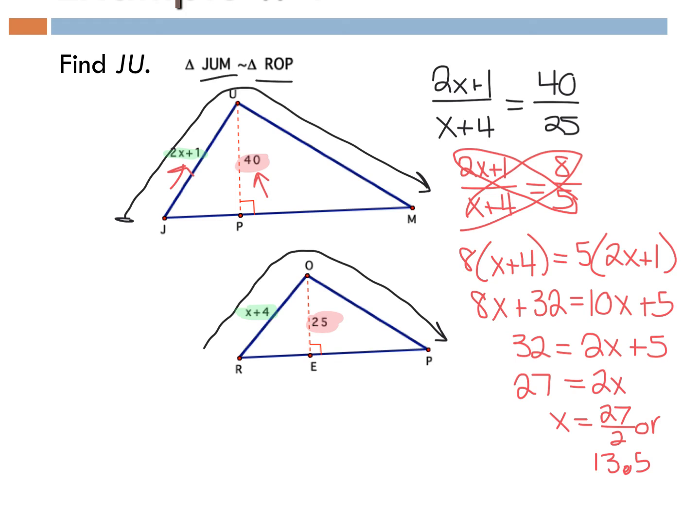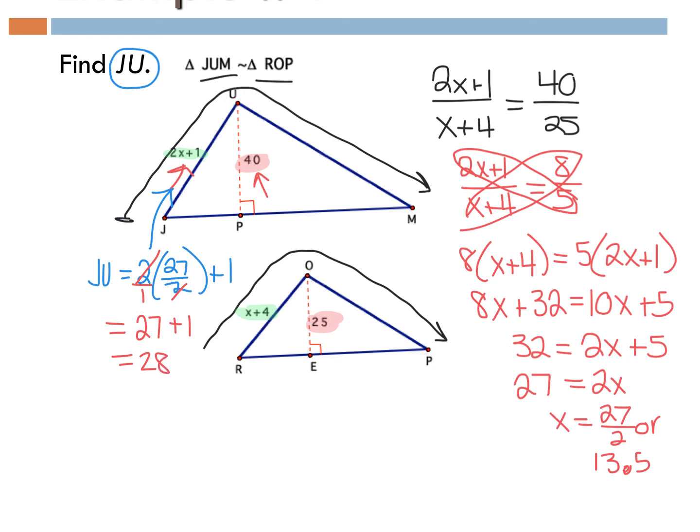And now just go back and make sure I answered the question. They wanted me to find JU. This notation, capital letters with nothing over it, means the length of JU. So I'm going to plug in here. JU is going to equal 2 times 27 halves plus 1. 2 times 27 halves is like 2 over 1 times 27 halves. The 2's cancel each other out. You're left with 27 plus 1. That is 28.